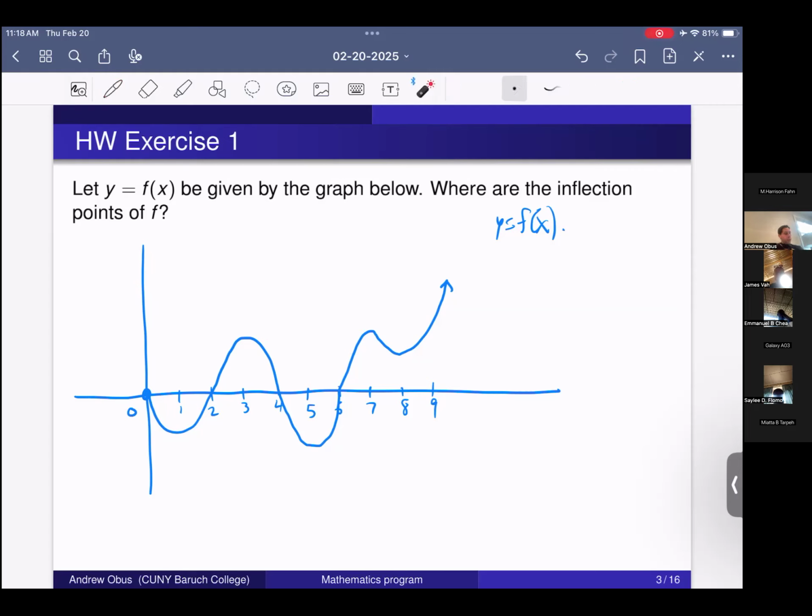So does anybody want to tell me where one of the inflection points is? It's a bit of a matter of judgment because I didn't draw the graph perfectly. You have to just kind of eyeball it and see where you think the concavity of the graph changes. Does anybody want to say where they think one inflection point is?